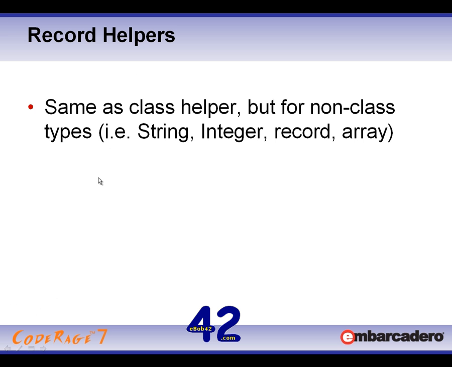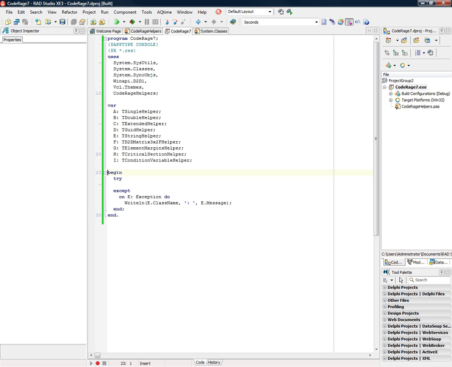Record helpers are similar to class helpers, but they work for non-class types, like strings, integers, singles, records, arrays, and even enumerated types, as we'll see in the examples. There are 10 record helpers or helper types defined in Delphi XE3. This is a list of 9 of them: single helper, double helper, extended helper to extend these types, GUID helper, string helper, the TD2D matrix 3x3 F helper, an element margins helper, a critical section helper, and a condition variable helper. These are helper classes to extend specific types.